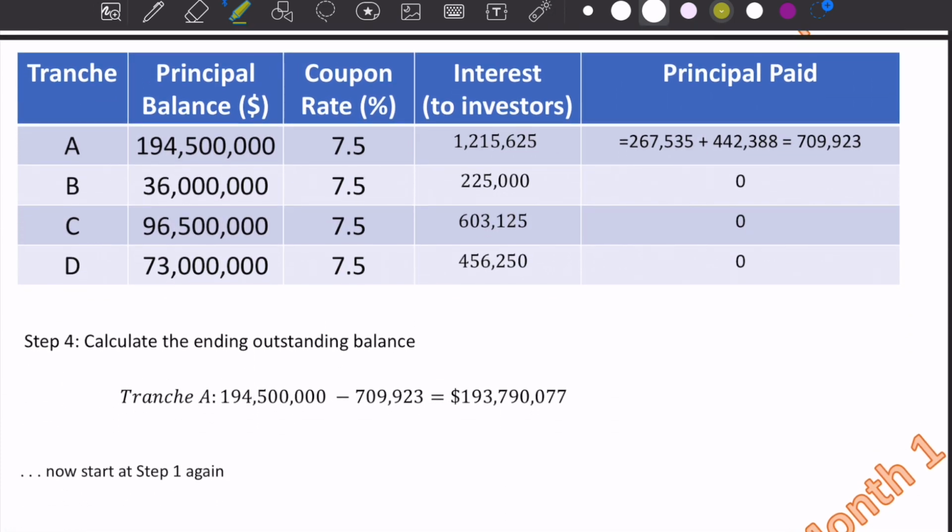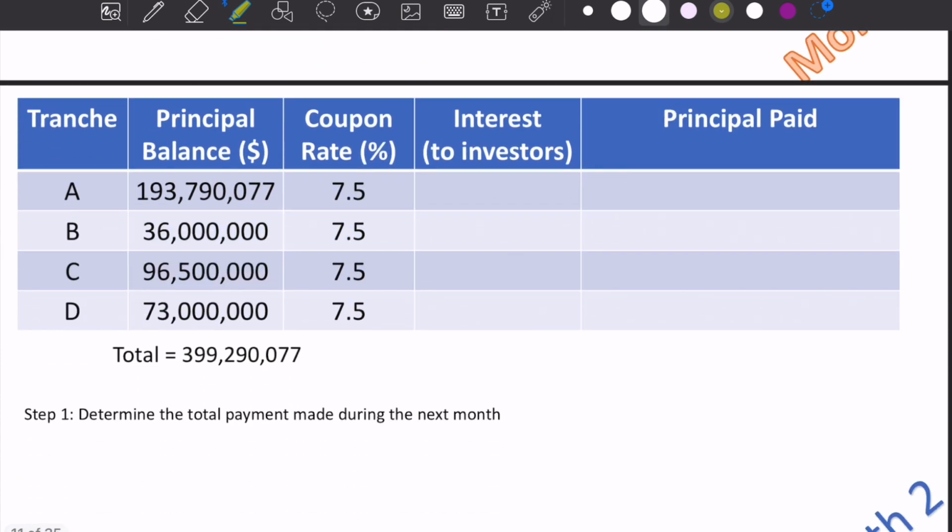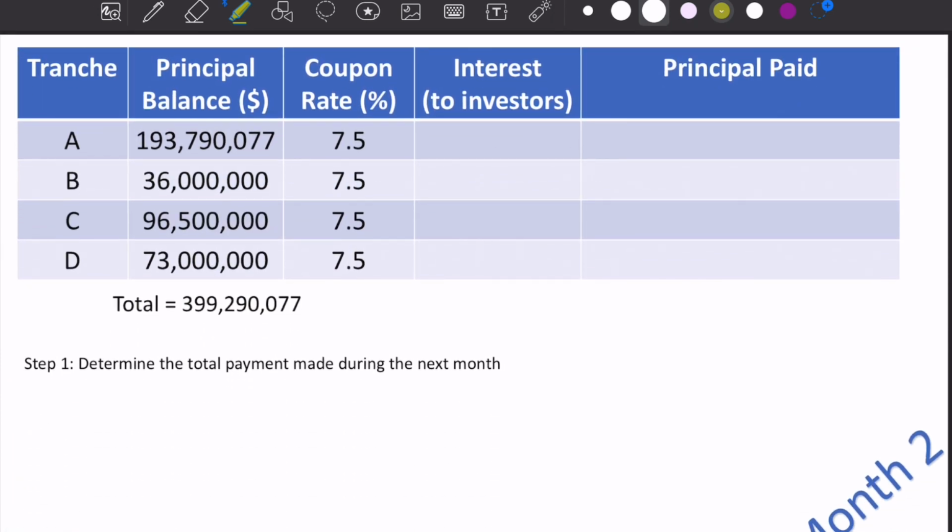So last up, getting the ending balance, we would take the $194 million, subtract off the $709,000, and we have our new ending balance number. Now, thinking about the next month, what would happen then? We're basically back to the beginning, but we've updated that principal balance at the beginning.